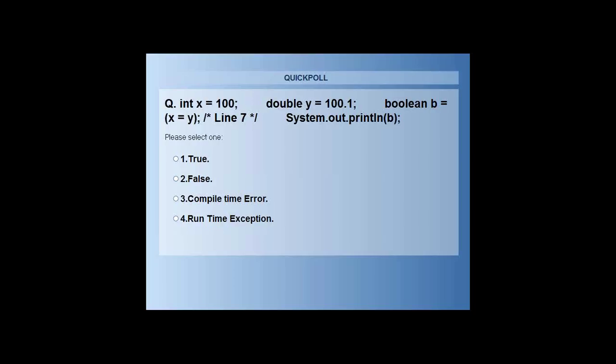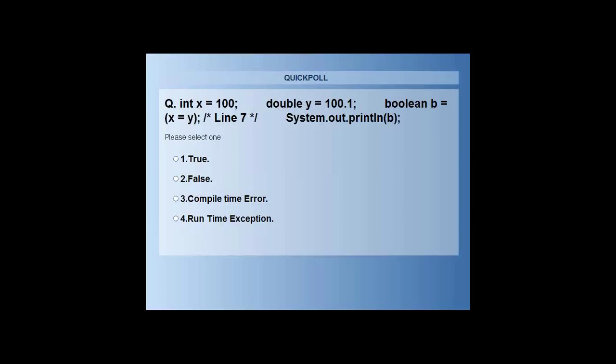Alright, so I have a very scattered result here. 25% have gone for option B, which is false, 25% have gone for option C, which is compile time error, and 50% have gone with option D, which is the runtime error. The correct answer is the compile time error, and I'll show everyone how it is the correct answer.